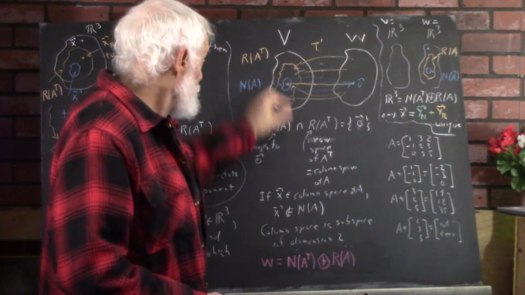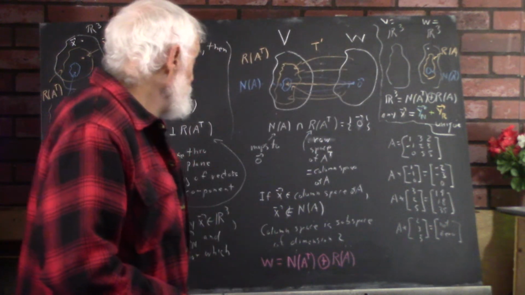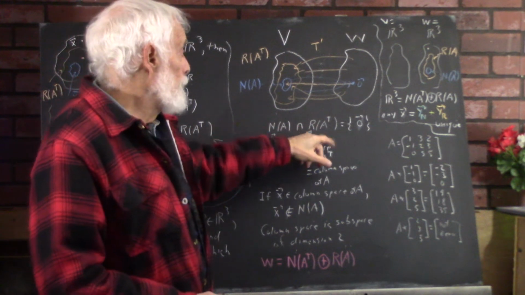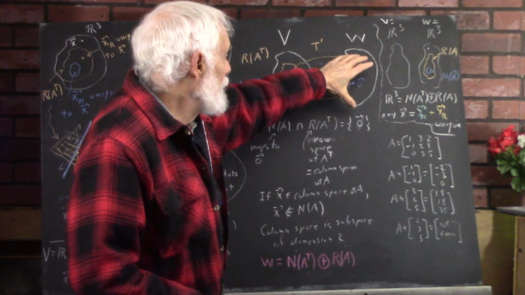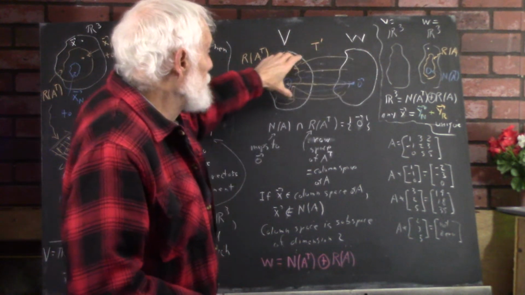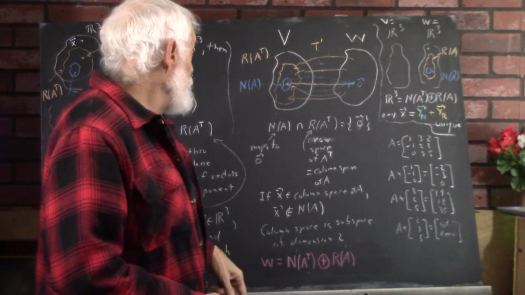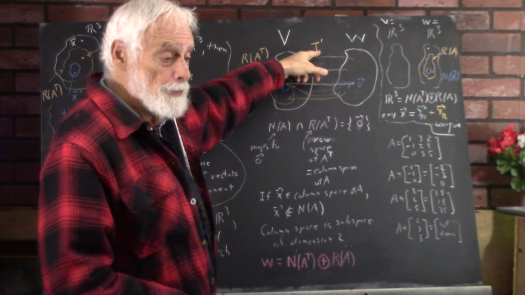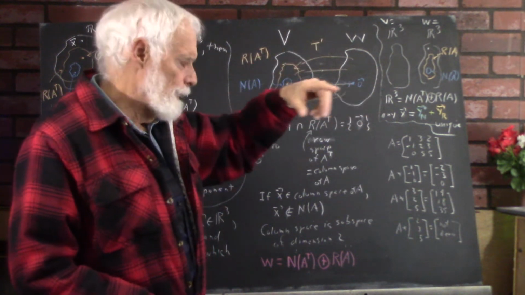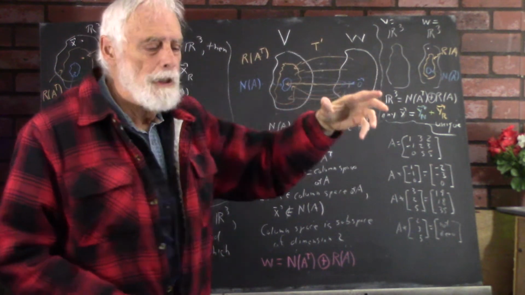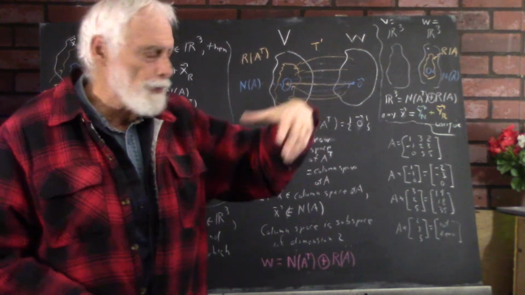Remember that N of A is the subspace of V that maps to the zero vector over here. That's indicated by the blue. And the range of A transpose is the image of the entire space W within the vector space V by the transformation T prime, represented by the transpose of our original A matrix.